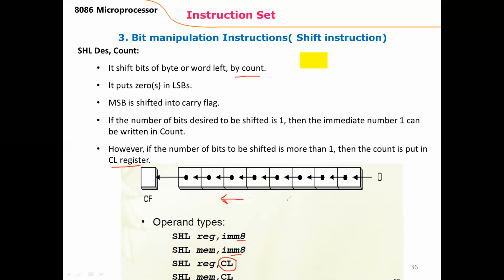For example, SHL. Any register or any memory location number can be shifted. Here, for example, I can take any 8-bit number. By default, it is not required that it will perform the operation in the accumulator. It can perform in any register.